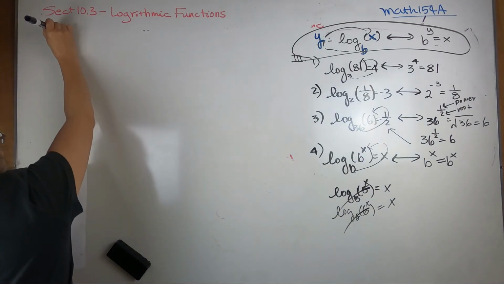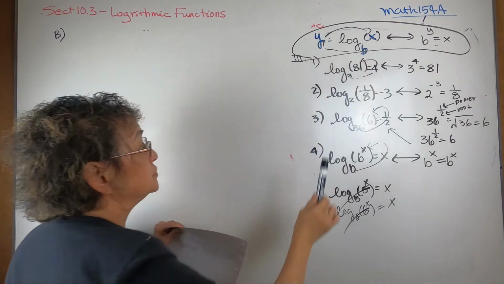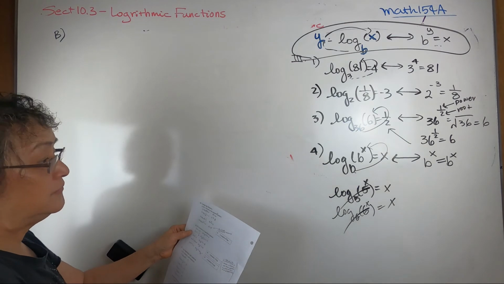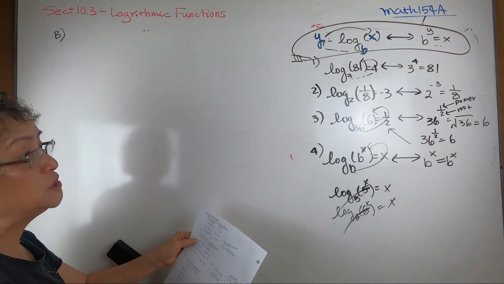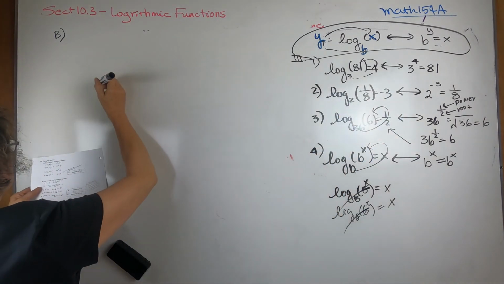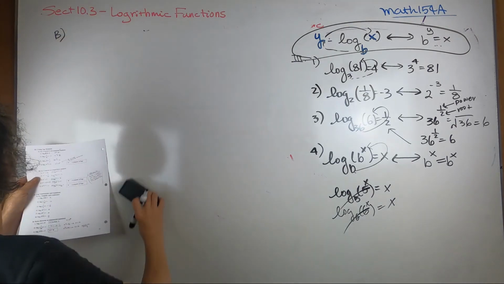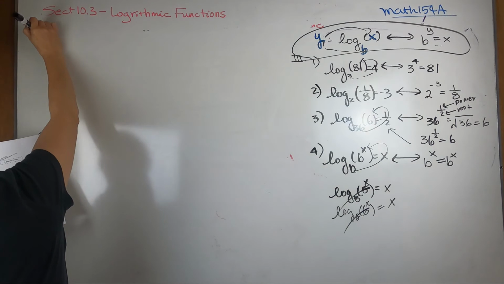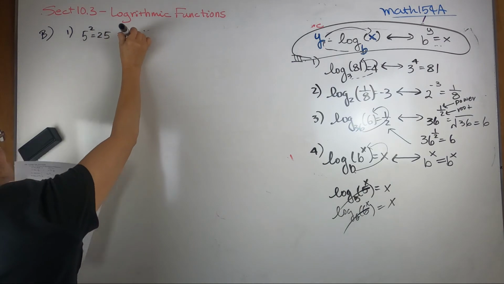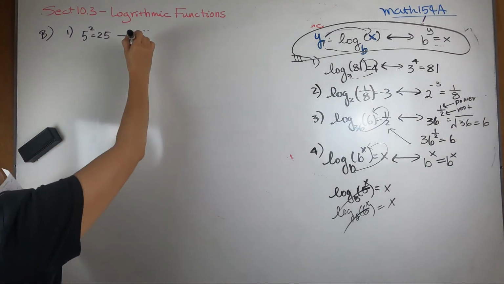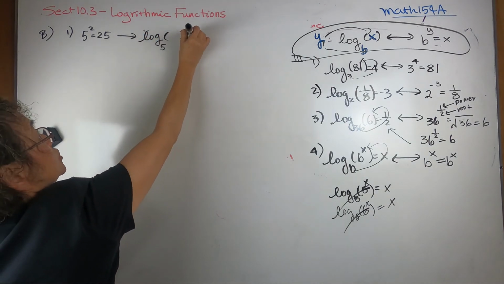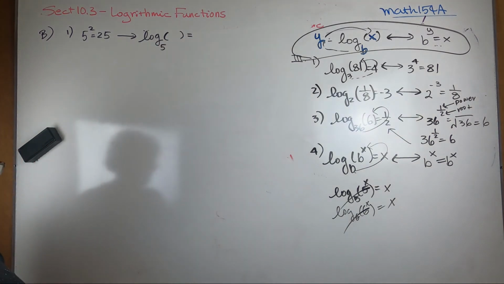Okay? So you have 3 numbers you need to be concerned about. If we change the log back to exponent, how about changing the exponent back to log? Okay, so it's b. So 5 squared equals 25. If you write it in the log style, how would you do it? Log base is what? 5. What do you put inside? What do you put outside?